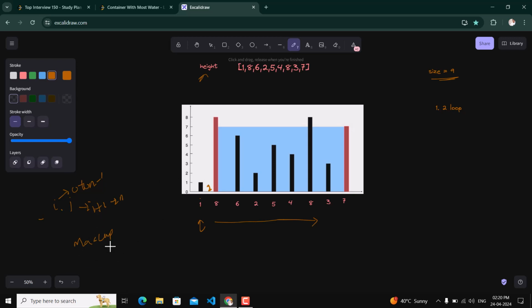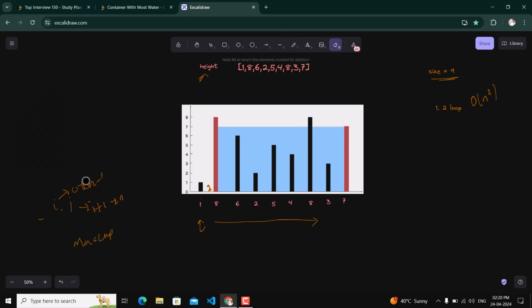So this approach we can do, but we will not use it because it has n square time complexity, as for each i, j will iterate from i plus 1 to n. So it will use O of n square time complexity. We have to find a better approach than this. For the second approach, we will use the two pointer approach.